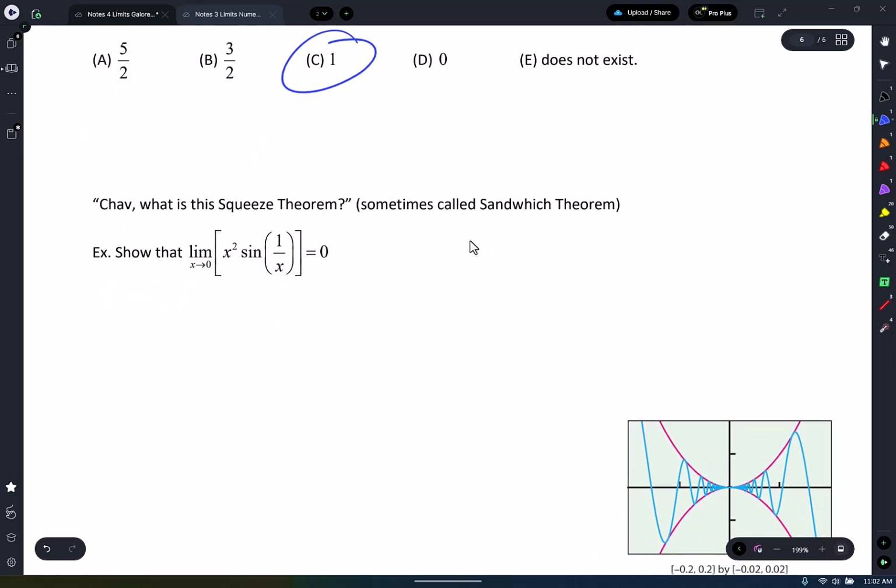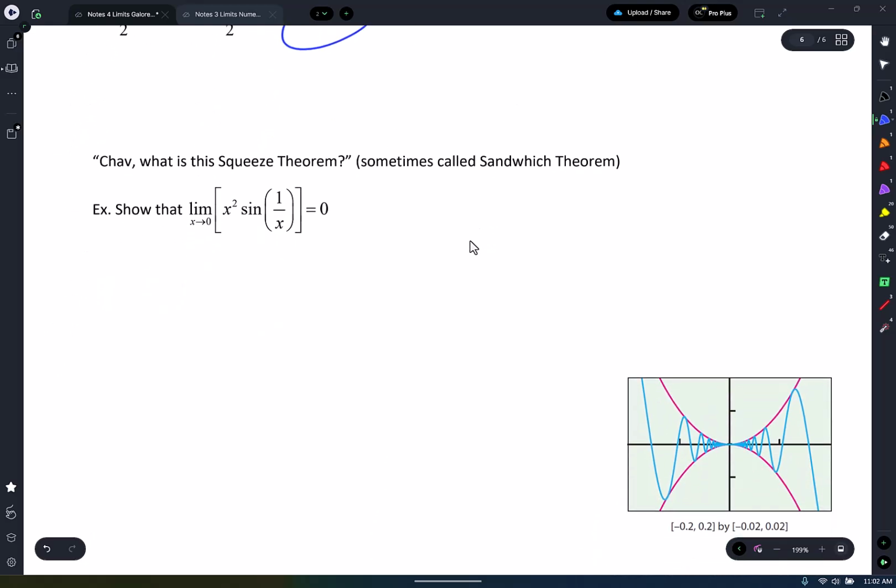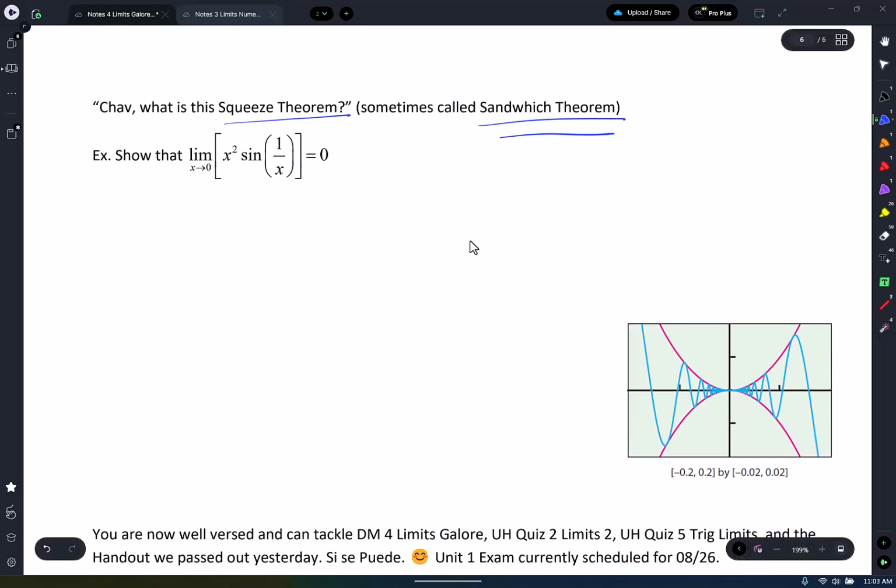All right, squeeze theorem, sometimes called sandwich theorem. It came out actually kind of recent, and you don't necessarily have to reference it. You'll see what I mean when we talk about the free response. Maybe it's kind of silly on this one to use it, but I'll show you what we mean. So it says to show that the limit as x approaches 0 of x squared sine of 1 over x equals 0. All right, so I'm going to write the expression x squared sine of 1 over x.